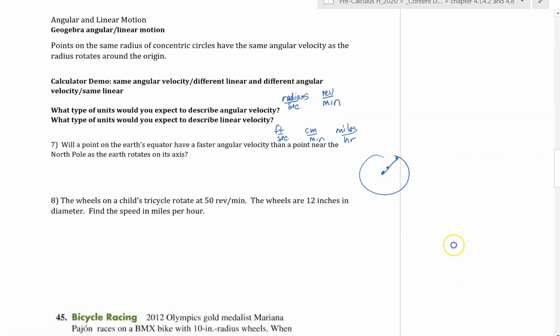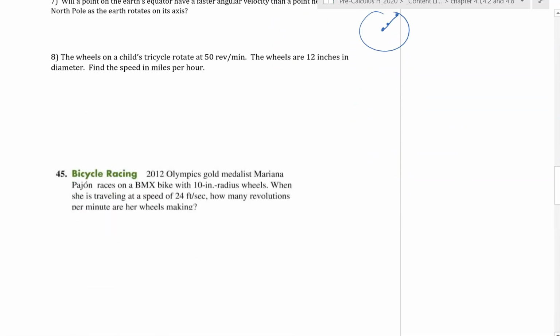Go ahead and pause the video, read number 8, see if you can get started. Okay, so we have a child's bike, and the wheels are 12 inches in diameter, so that would be a 6-inch radius. So we're starting with 50 revolutions per minute, so that would be an angular speed, and we would like to change to miles per hour. So we're going to think about some units. Notice we have a revolution, and we know that 1 revolution is 2 pi radians.